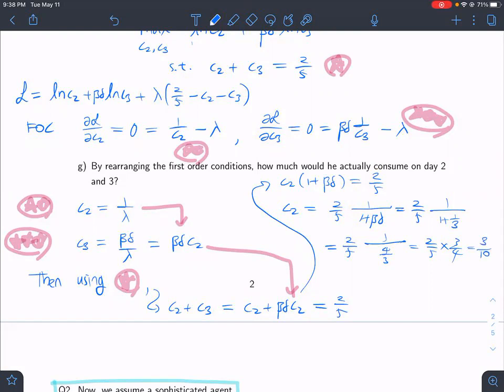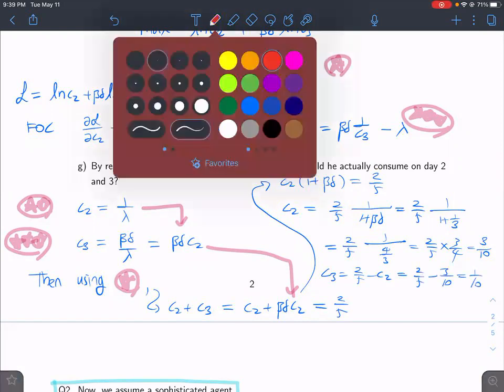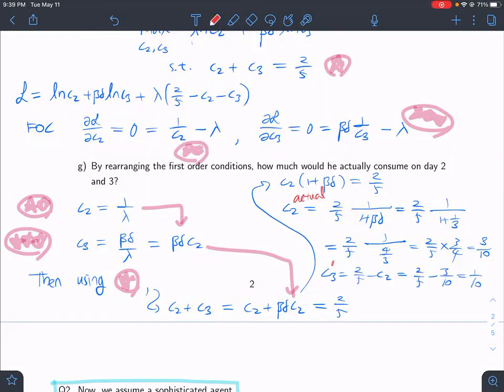Okay. Then what is C3? C3 is 2 over 5 minus 3 over 10. Let me write like this first, and C2 was 3 over 10. So we have 2 over 5 minus 3 over 10. This is 1/10. Okay. Let me label this. This is the actual consumption. Actual consumption is here and here.